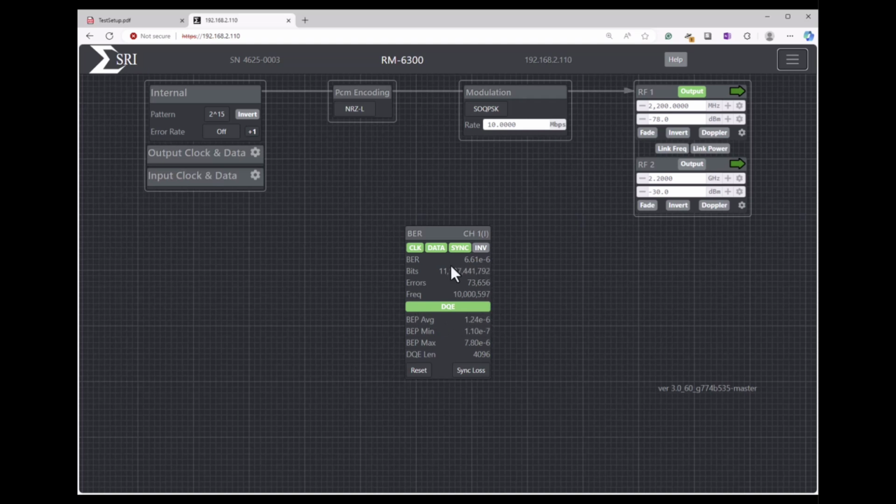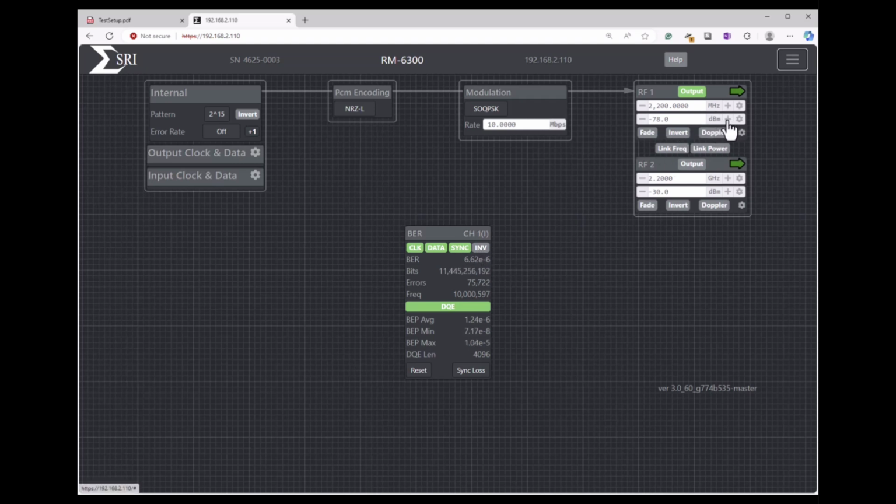So we are seeing a BER estimate of about 6 and change, e to the minus 6, and our BEP is estimating about 1.3 e to the minus 6, more or less the same. We represent the data quality metric as a BEP, which makes it easier to compare to the BER measurements. So in this case, right now we're at about 6 e to the minus 6.